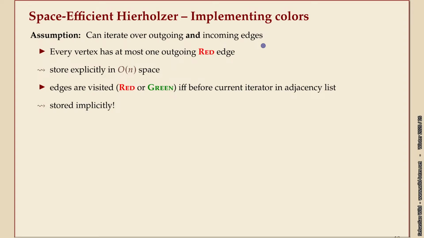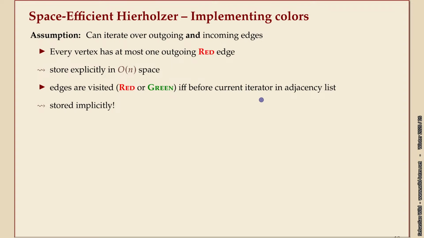But yeah, I can justify that. And as I said, every vertex has at most one outgoing red edge by construction. It's a DFS tree. So this one I'm going to store explicitly. I'm going to keep for every vertex an entry that says which red edge I reached it via. And then the other edges that are visited, which means they're red or green, I don't even have to store this at all, because, like in the previous code, I'm just storing a pointer, an iterator in the adjacency list of a vertex.